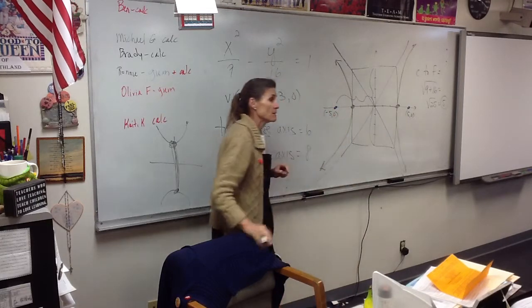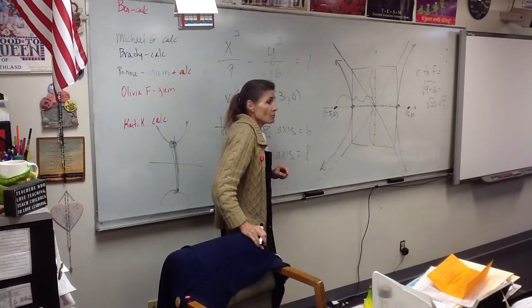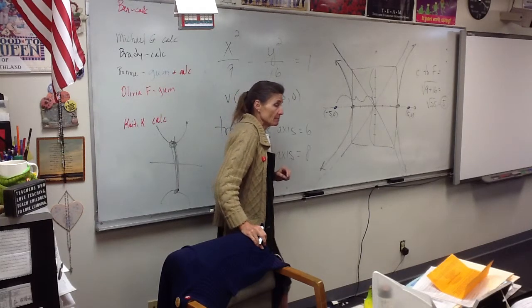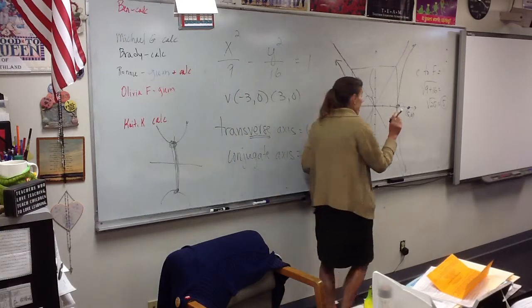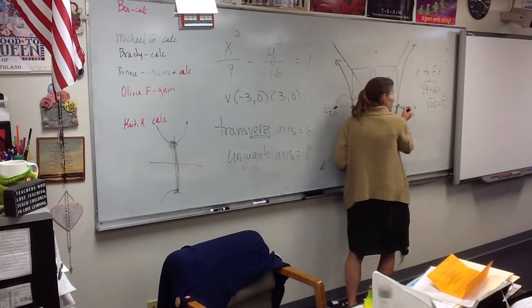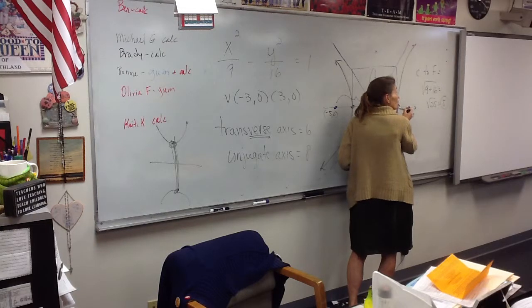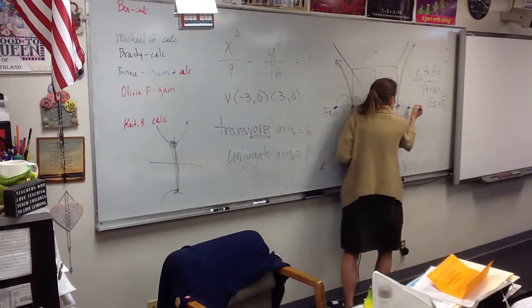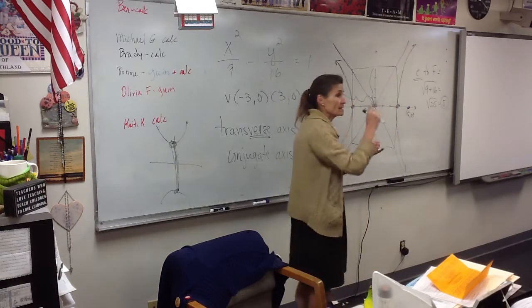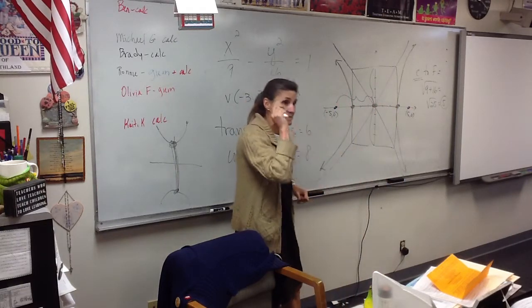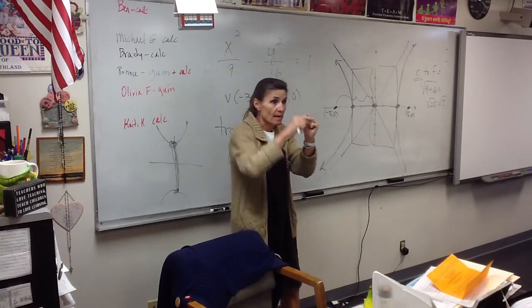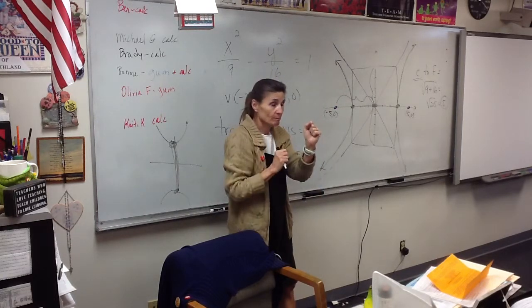Now I'm going to say something here because I have graded hundreds and hundreds of papers. Many times, kids take the 5 and they go forward and backward from this point. No, this is always center to focus. Whether it's an ellipse or a hyperbola, it's center to focus. So you start at your center and add and subtract 5.